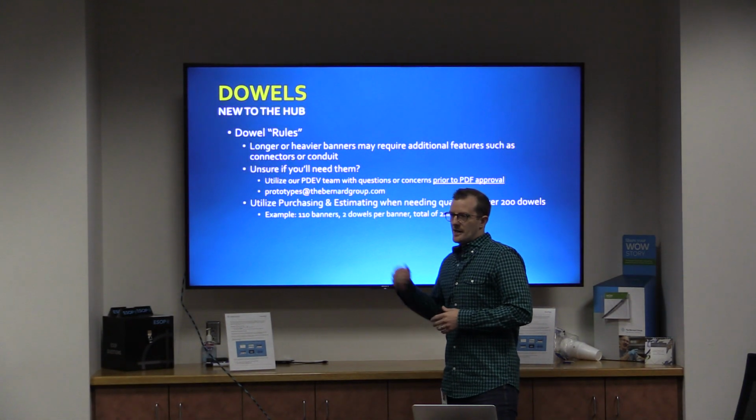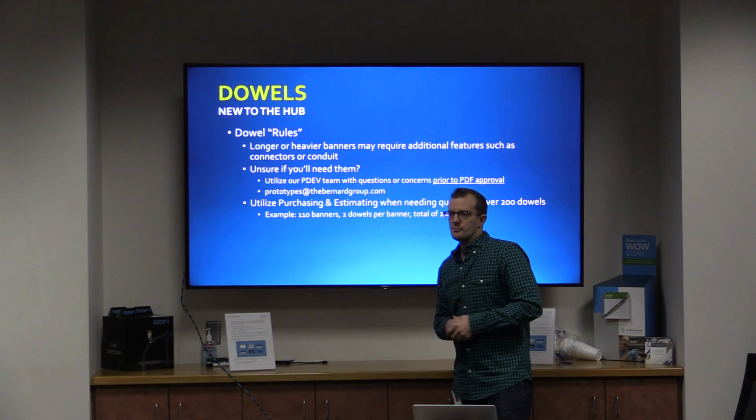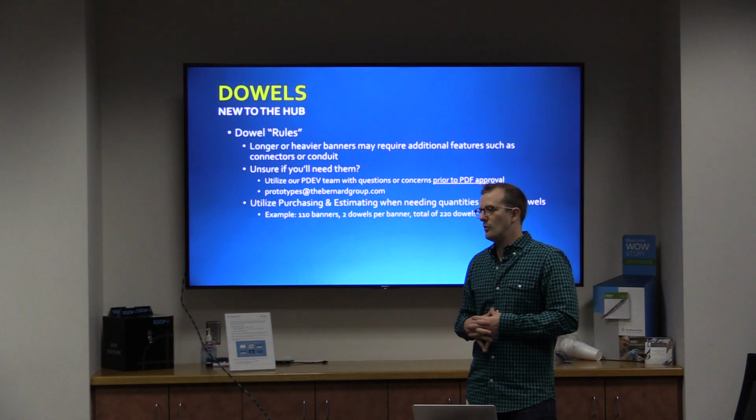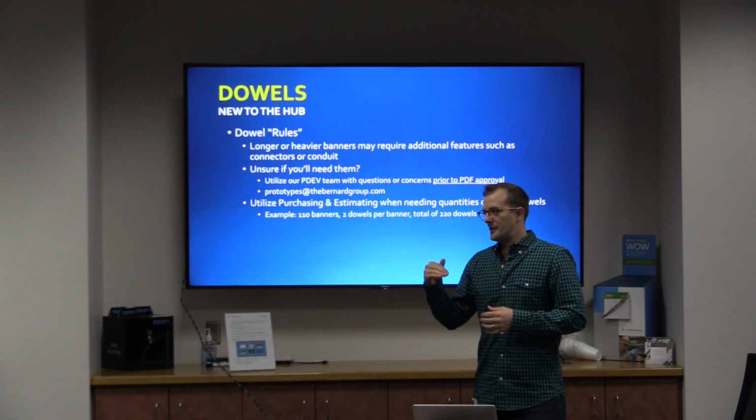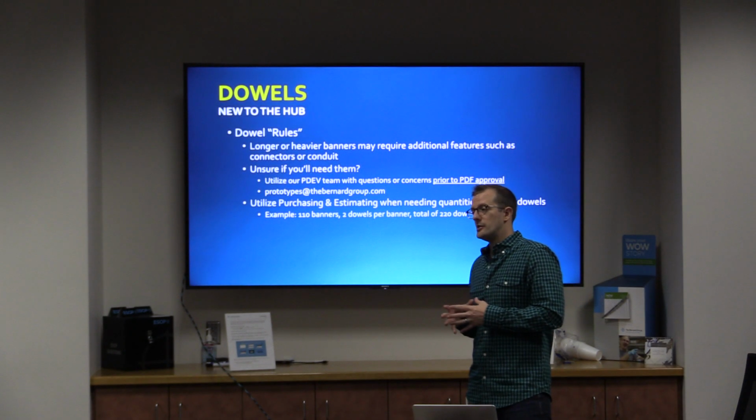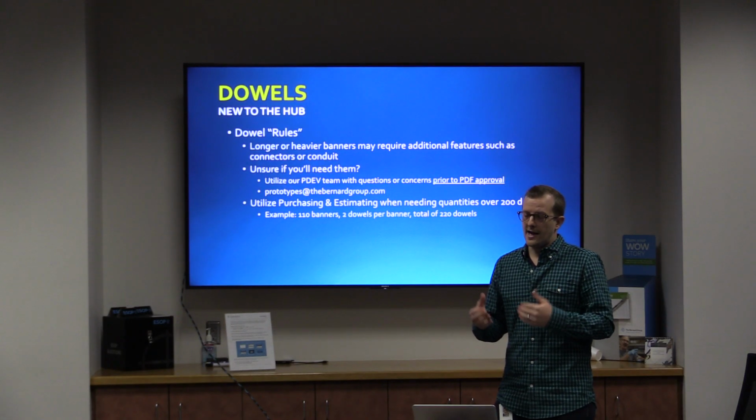So if you're doing 110 banners, 2 dowels per banner, if you're at 220, you've crossed the threshold. It'll let you know, it won't let you proceed with the dowels. And then you won't get an accurate estimate for your dowels either, so take advantage of estimating if you want an accurate estimate.